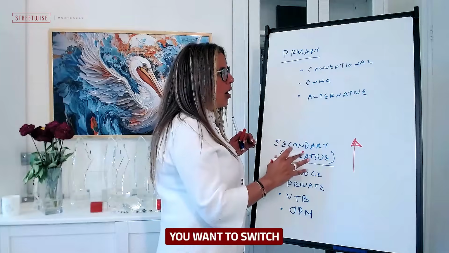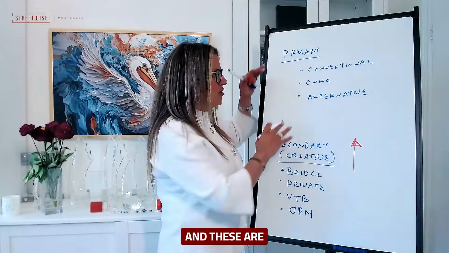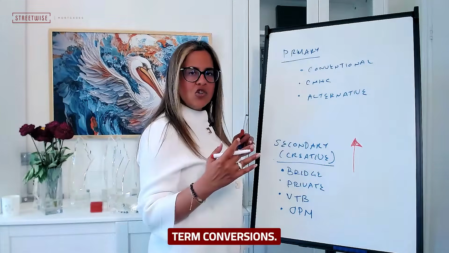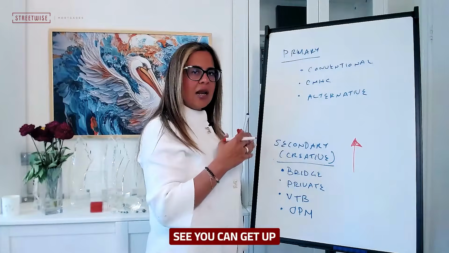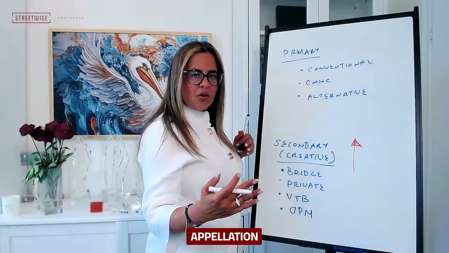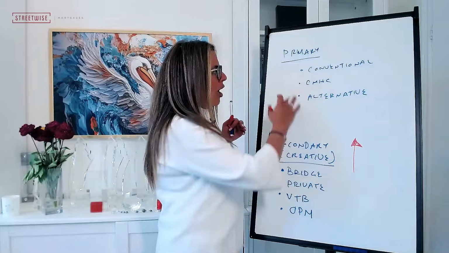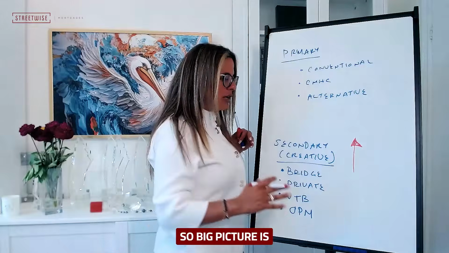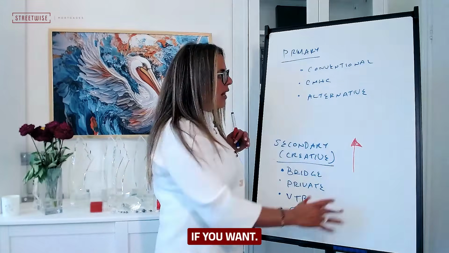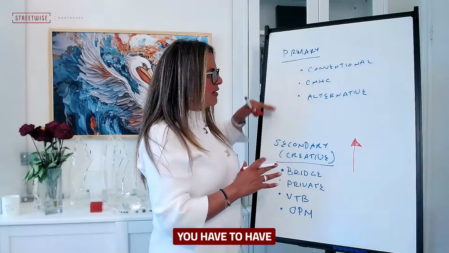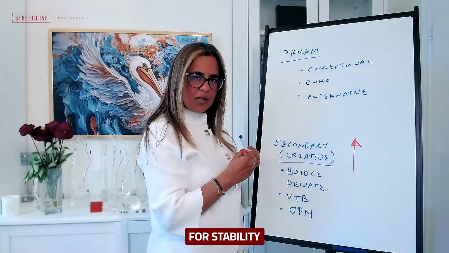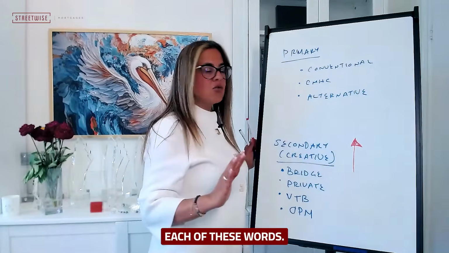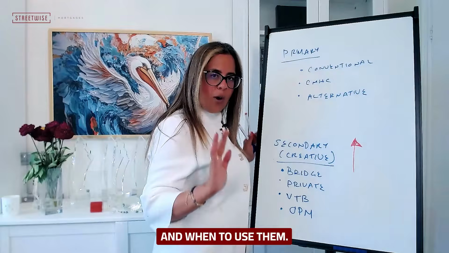Over the long term, you want to switch over to primary financing. These are the types of loans that will offer you the longer amortizations. With CMHC, you can get up to a 50-year amortization under the CMHC MLI product. Under conventional, it's a 25, and under alternative, it's also 25. So big picture is you can start here if you want, but eventually you have to have this type of money on your properties for stability and sustainability. So let's talk about each of these categories. What are they about and when to use them?